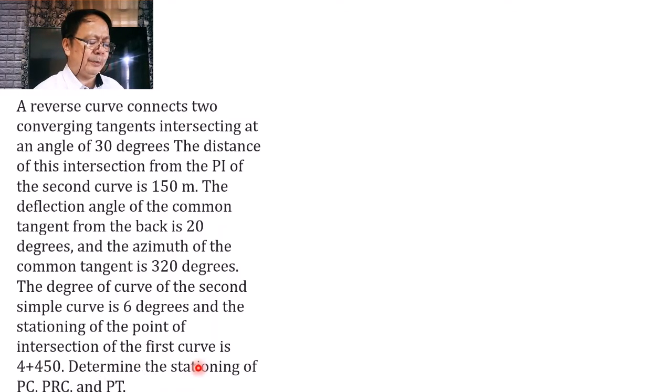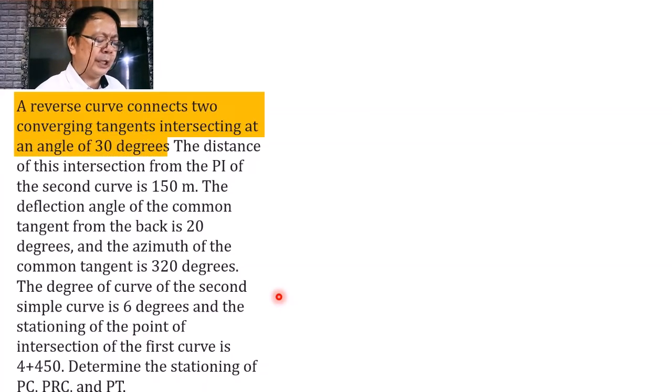So we will be determining here stationing of the PC, the PRC, and the PT. Again, it will be interesting to solve for the problem, and it will help us solve the problem fast if we shall be able to draw an illustration. And so let us try to draw the illustration, the reverse curvature, out of the given elements from the problem. Let's start with the given problem.